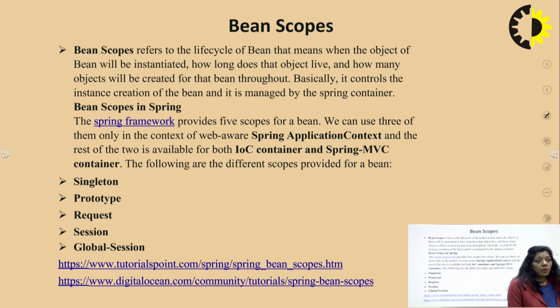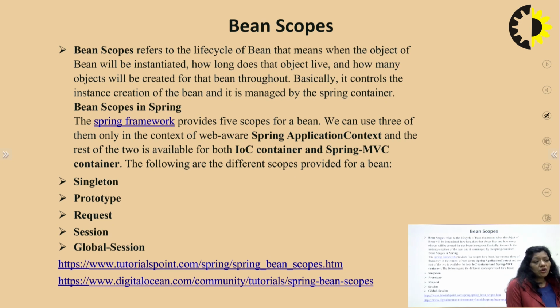Now, bean scope. Bean scope refers to the lifecycle of a bean, that is, when the object of the bean will be initiated, how long the object lives, and how many objects will be created for the bean throughout. Basically, it controls the instance creation of the bean and is managed by the Spring container. The Spring framework provides 5 scopes for a bean.